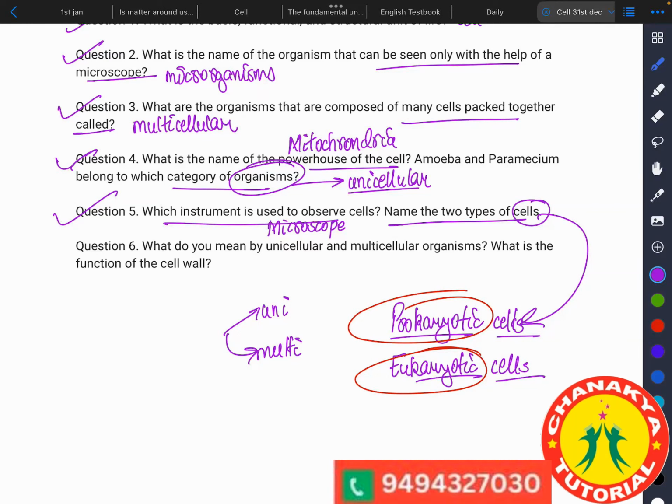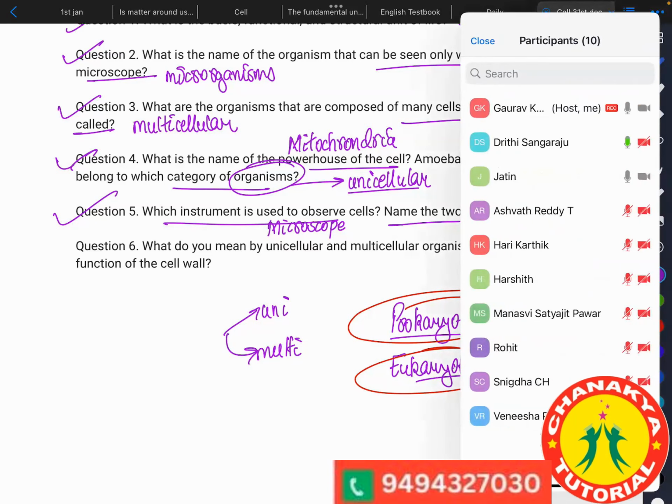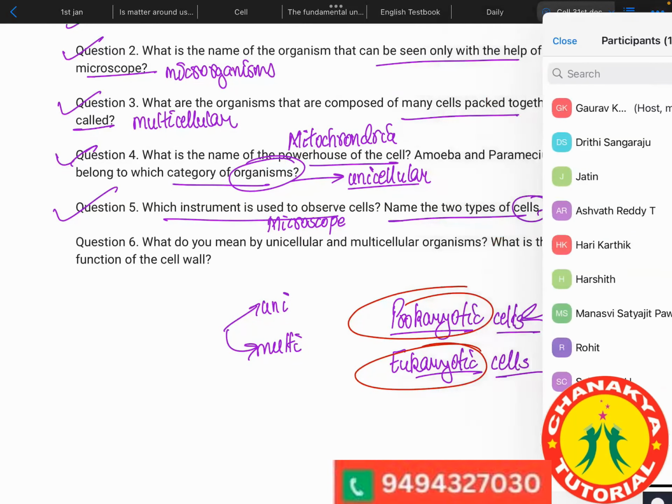What do you mean by unicellular and multicellular organism? Unicellular organisms are organisms which have only one cell, and multicellular organisms are organisms which have more than one cell.